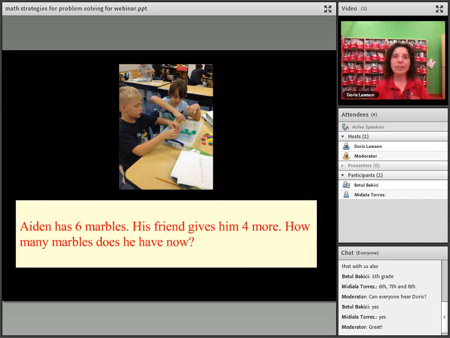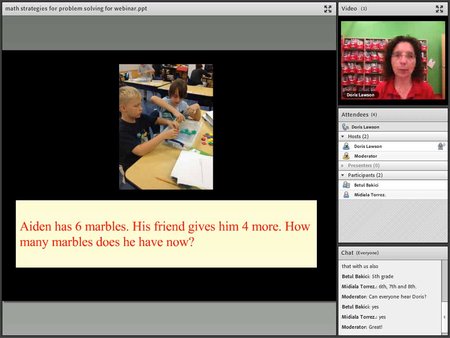All right, so let's take a look at this particular problem. Aiden has 6 marbles. His friend gives him 4 more. How many marbles does he have? Now, it's a very straightforward structure. I have something, I get more, and this is what I end up with. This is the simplest kind of problem your kids are going to be able to solve. So even if it's a fraction, even if it's 1,000, even if it's 1,000,000, they have that pretty well set up in their head. They got that.